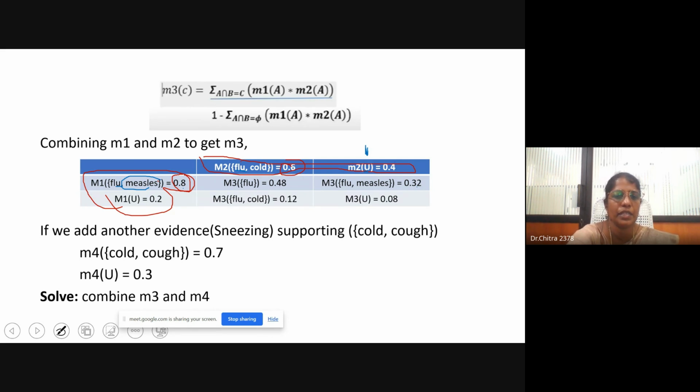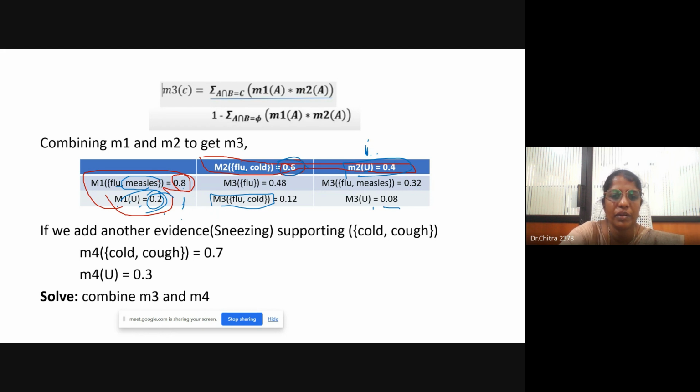In the same manner, multiply 0.2 into 0.6. This is anything, like 1. So 1 into flu and cold: M3 of flu and cold equals 0.12. And this is M1 of everything and M2 of everything, so this is 1 into 1, and 1 into 1 is always 1. If you multiply 0.2 into 0.4, you get 0.08. So for the mass function of all the intersections, according to the theorem, if you find the intersection, you multiply these two weights.